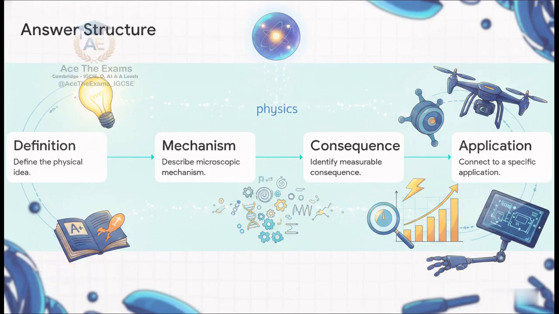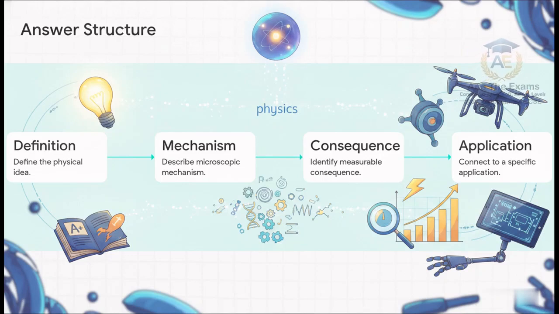Step 1, define the idea. For example, explicitly stating we have a binary ionic lattice. Step 2, describe the microscopic mechanism. This is where you bring in the heavy hitters, like the ratio of ionic radii dictating whether the atoms pack tightly into a coordination number of 6 or 8.